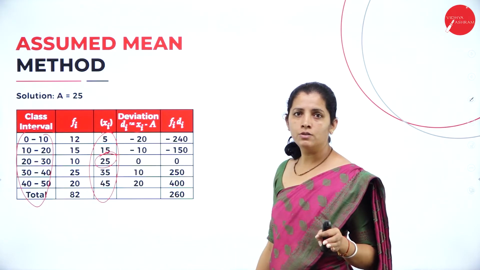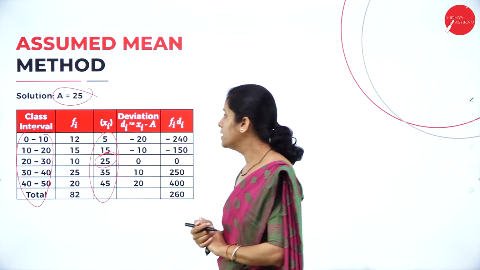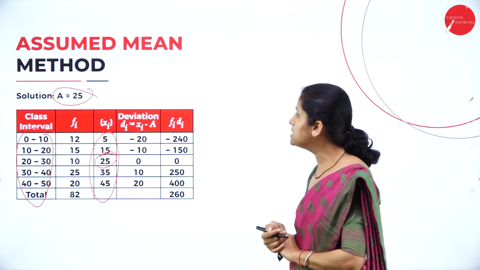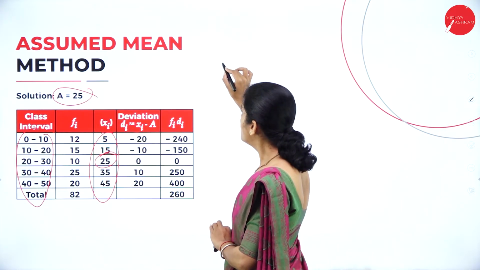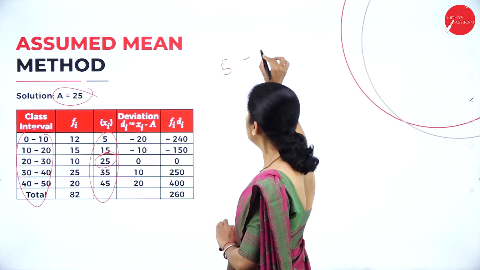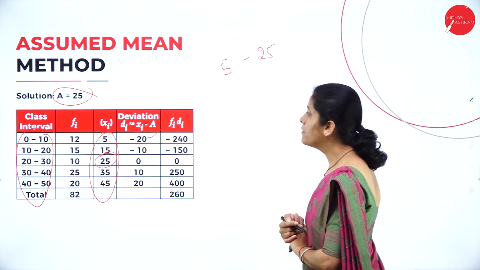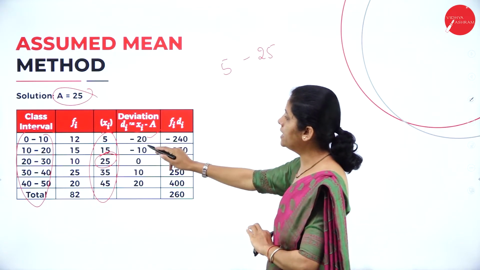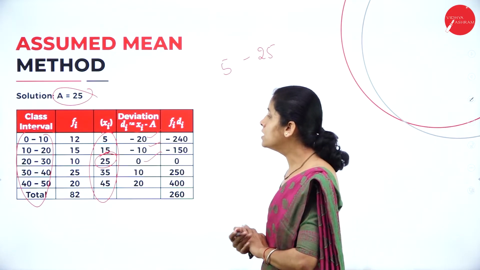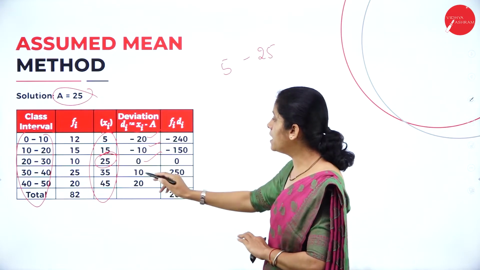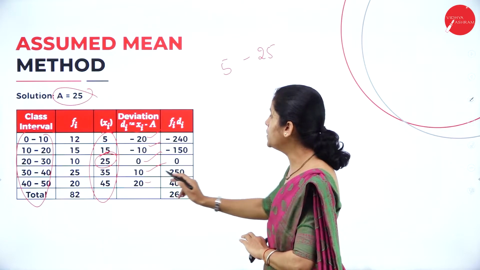25. So this is the mid value. So A is nothing but 25. Now xi minus A. Xi is nothing but the mid value. So 5 minus 25, it is minus 20. Next, 15 minus 25, minus 10. Next, 25 minus 25, 0. Next, 35 minus 25, 10. Next, 45 minus 25, it is 20.